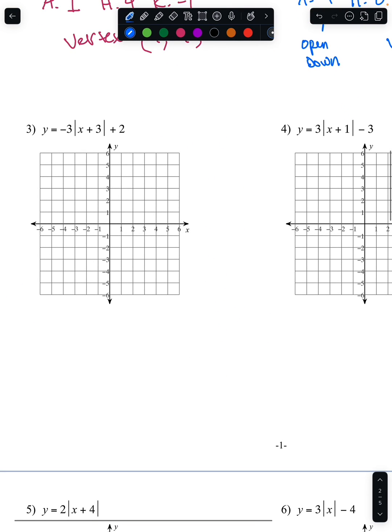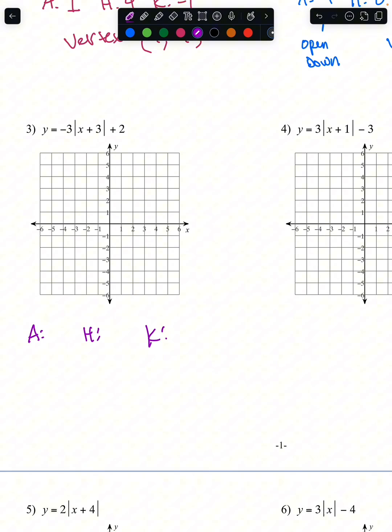Let's do number 3. Okay, now we got a little bit of razzle dazzle. I got to identify A, H, and K. This time, my A is -3. My H is what makes this 0. Well, that X would have to be -3 to make that absolute value 0. And then K is what's back here, -2. So my vertex is at -3, -2. Sorry, I lied. K is +2. So that's going to be at +2. So -3, +2.